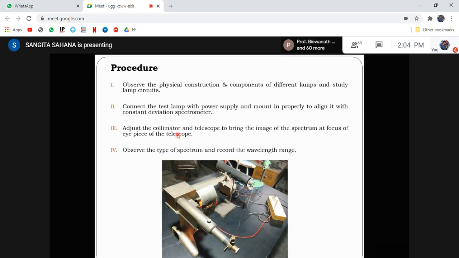So you have to adjust the collimator and the telescope to bring the image of the spectrum at focus of the eyepiece of the telescope. This is the telescope. So you have to rotate the drum, which means you have to rotate the prism, and it will be at the focus of the eyepiece of the telescope.